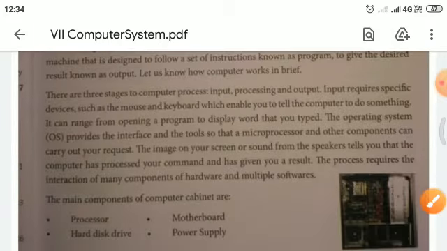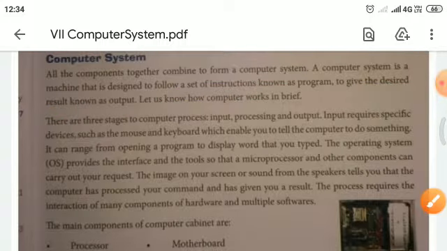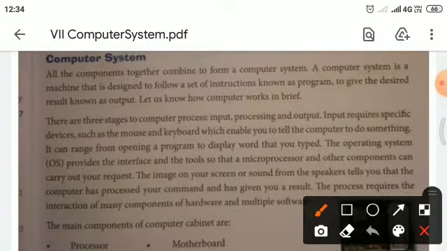A computer system is a machine that is designed to follow a set of instructions to give the desired results. And students, a set of instructions is known as a program, and the desired result that is displayed on your output devices is known as output. And there are three stages of a computer. First is input, processing and output.